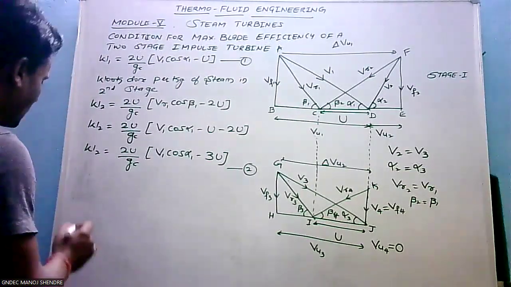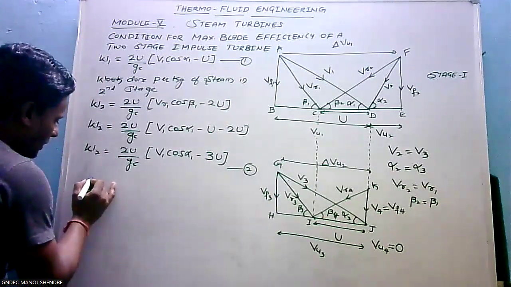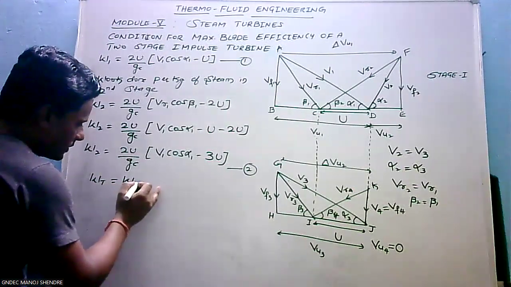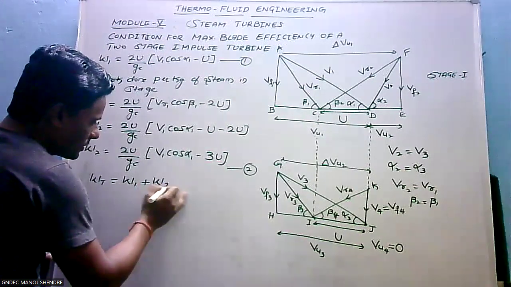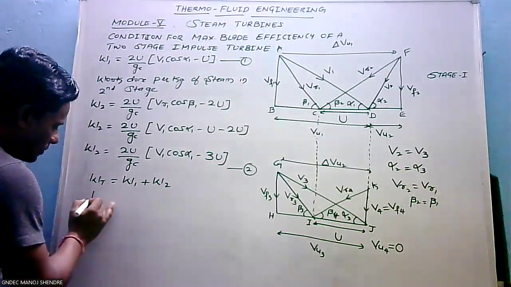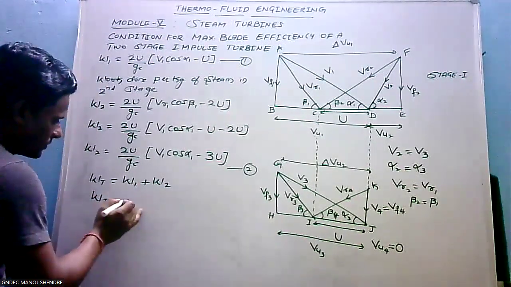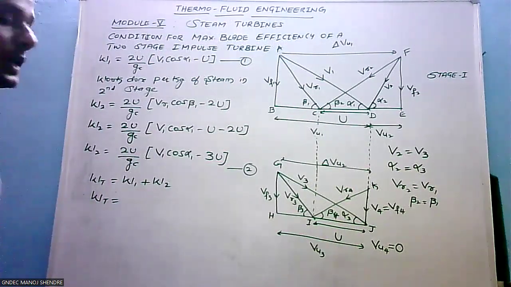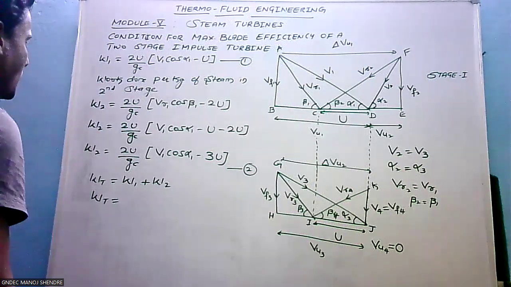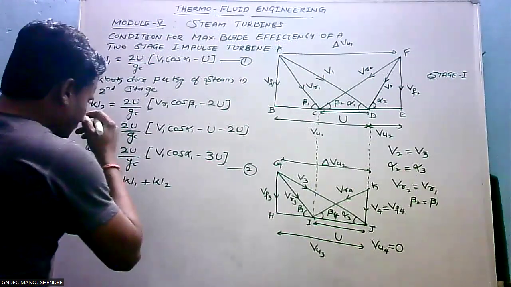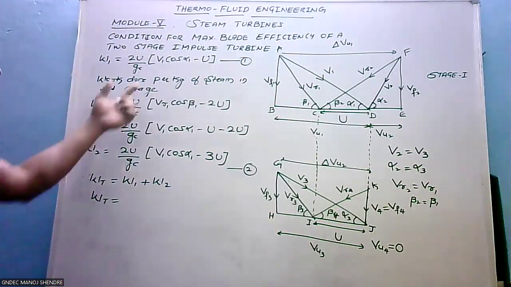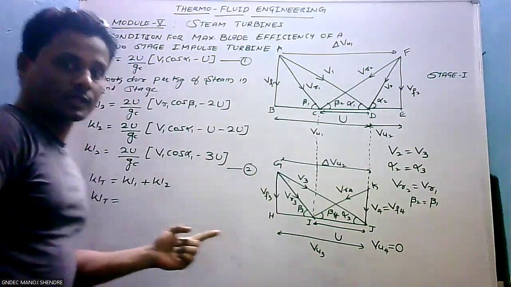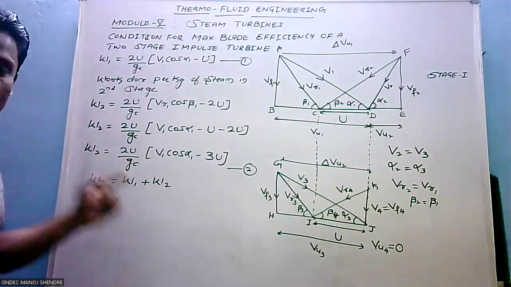So therefore WT equals W1 plus W2. Add both the equations, equation number 1 and equation number 2. Out of these two equations, 2U by GC is constant. 2U by GC is a common term.